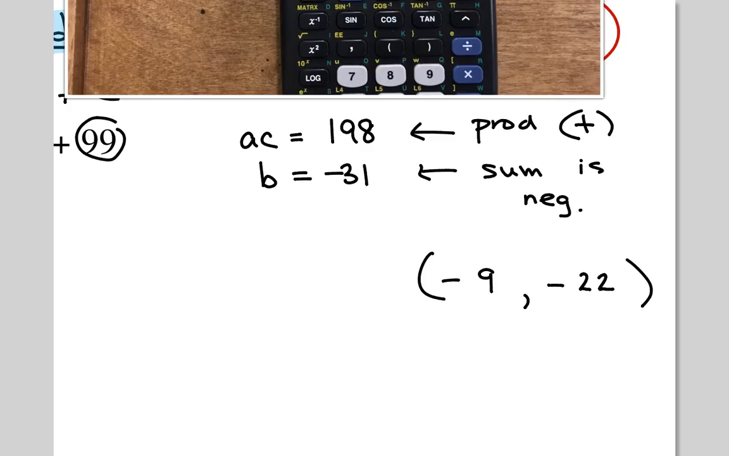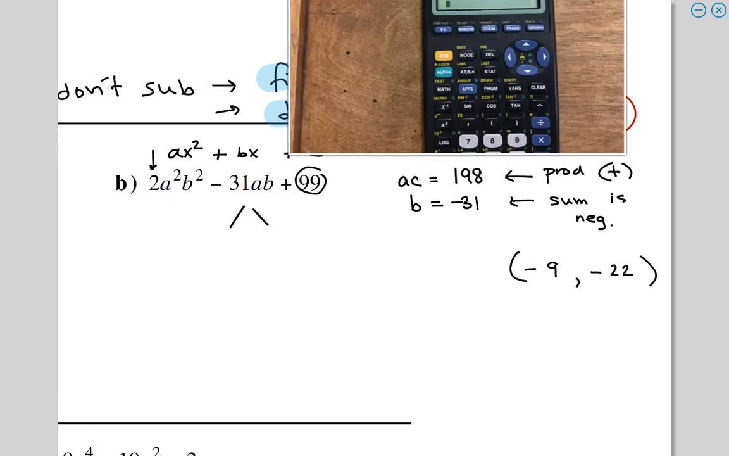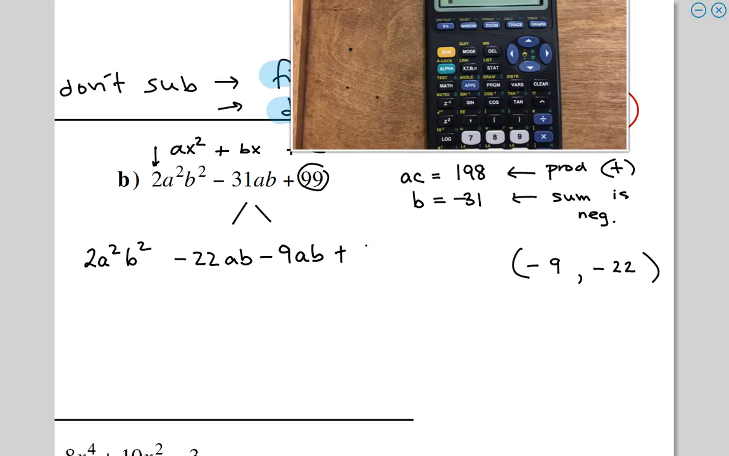Okay, so that's the two numbers we're going to use to break down this middle term. So just rewrite 2a squared b squared. Now the middle terms are a, b's. So do you want to put the 22 first or the 9 first? I'm going to put the 22 first, because 22 kind of goes with 2 and 9 kind of goes with 99. Ultimately, it won't matter. So a minus 22ab and a minus 9ab and a positive 99.